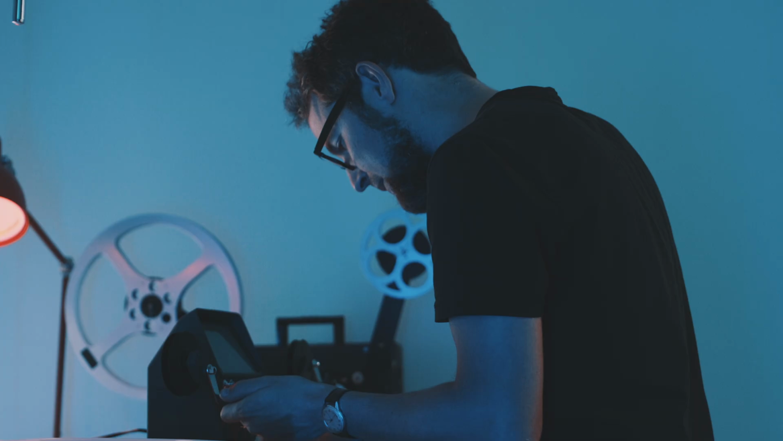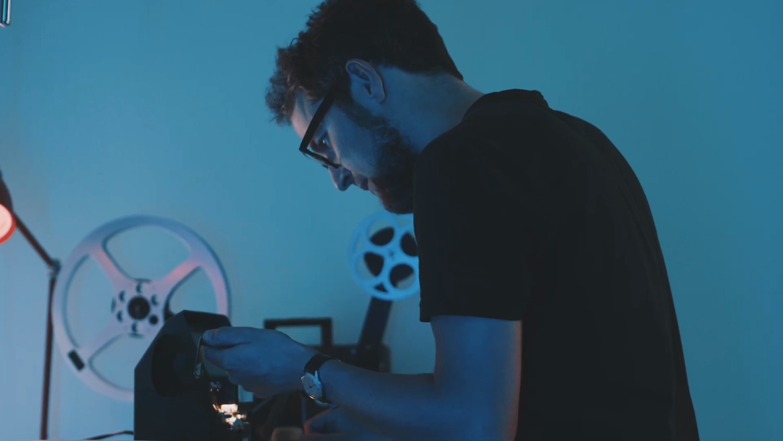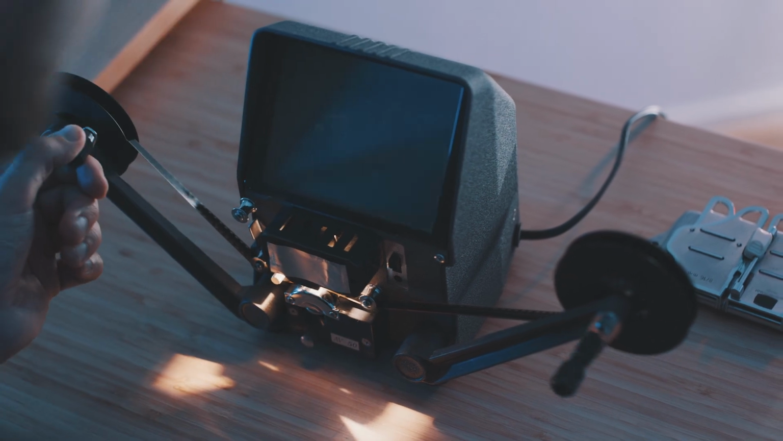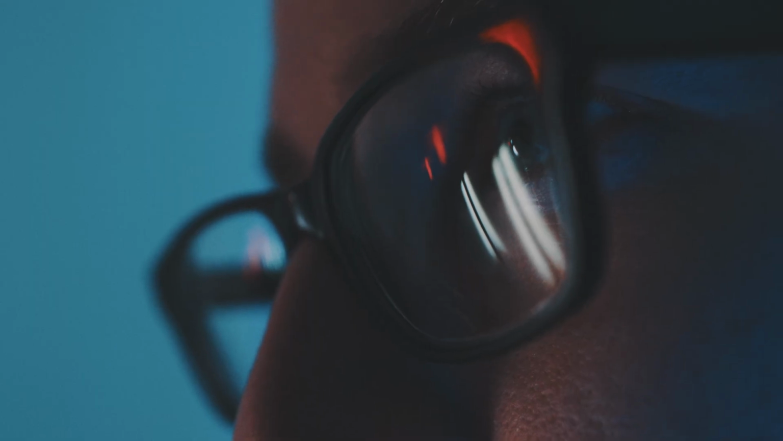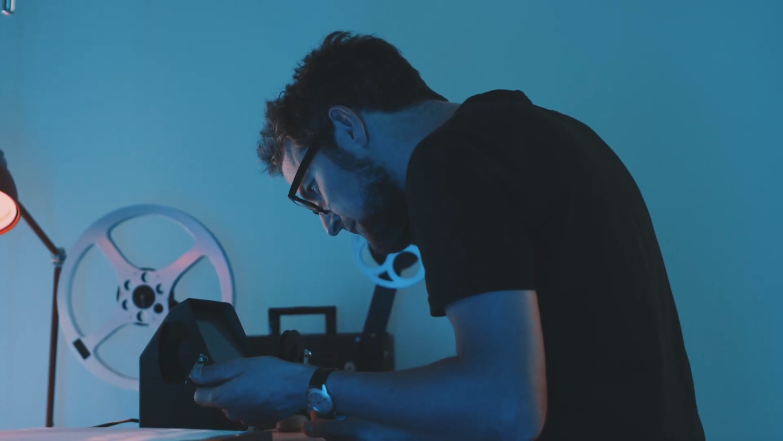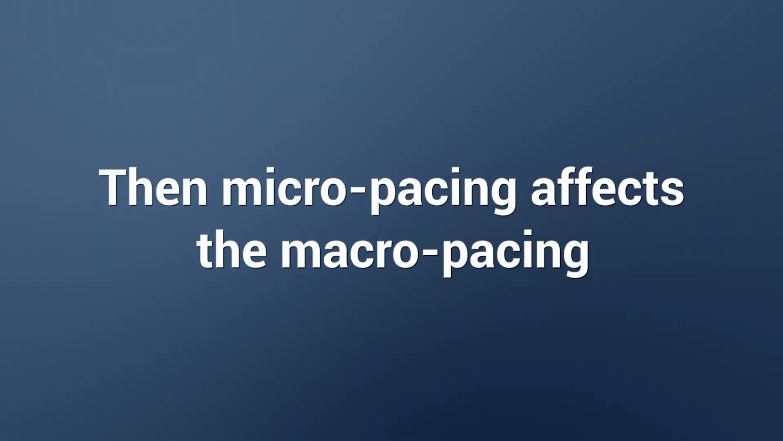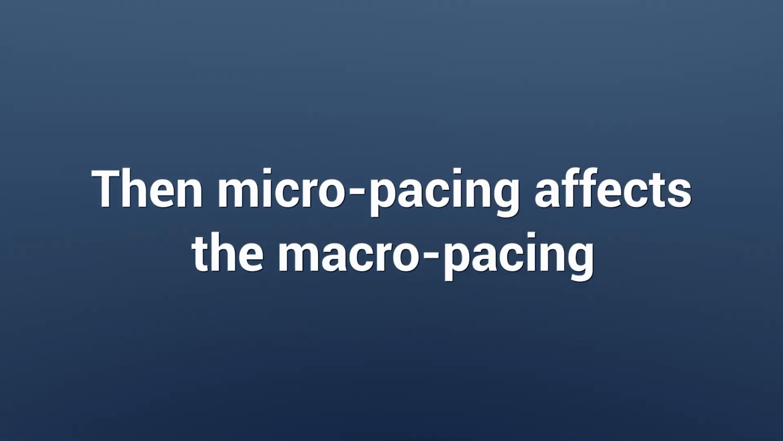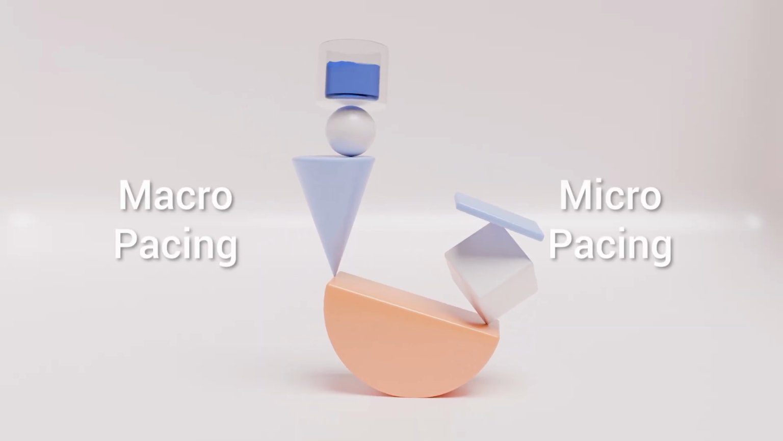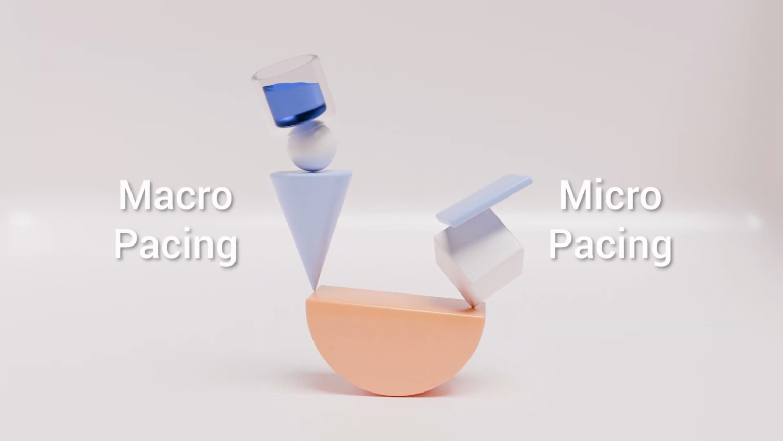You start editing largely focused on micro pacing because you don't have a full cut of the film yet. But once you have a full cut, then you are able to work on the macro pacing, and that could mean you need to change certain moments because of the context of the whole film. Then when you work on the micro pacing, that in turn affects the macro pacing. As you can see, there's a balancing act between the macro and micro pacing that takes place while editing a film.